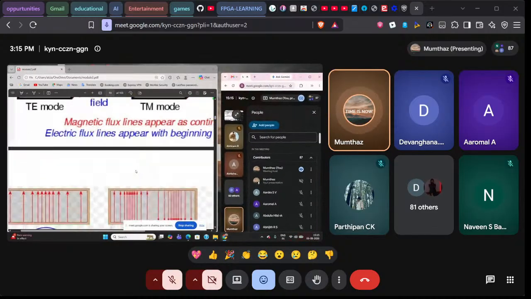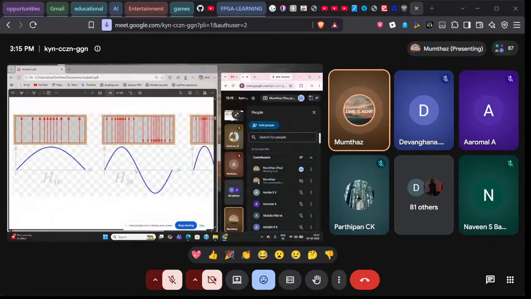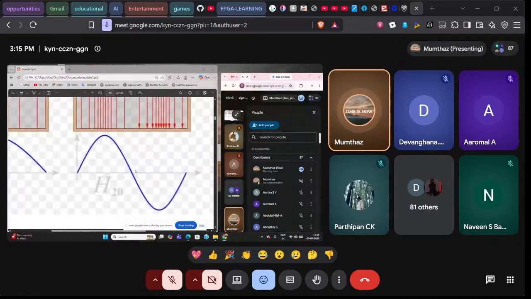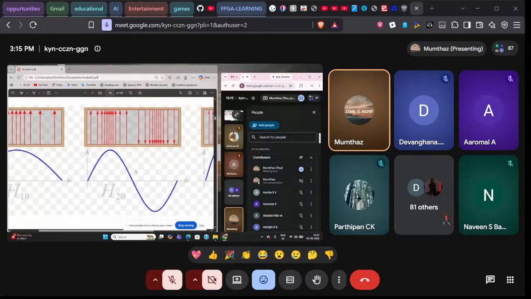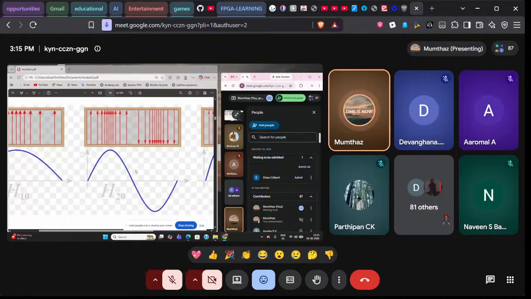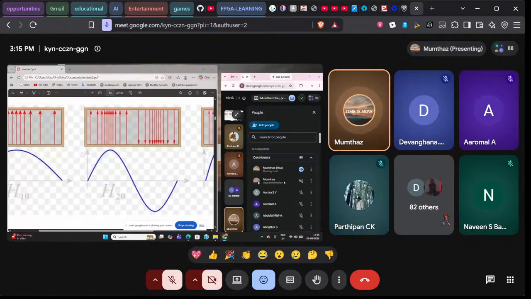Then we discussed this figure. What does this figure show? Rishikesh, what is this? You don't know? Is Rishikesh present? Okay, Devangana, are you there? Yes, miss. Okay, what does the picture show?